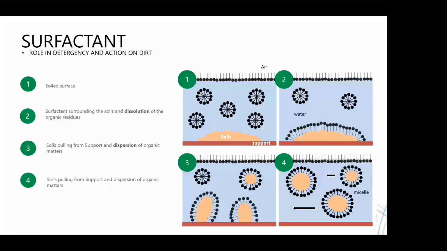The other aspect of it here is pulling the soils away. So you've got your soiled surface, and you have your surfactant surrounding the soil and basically helping to dissolve it and pull it away. You can see the way that surfactant just surrounds each of those little soil molecules, pulling it off and helping to separate it to give us a better clean.